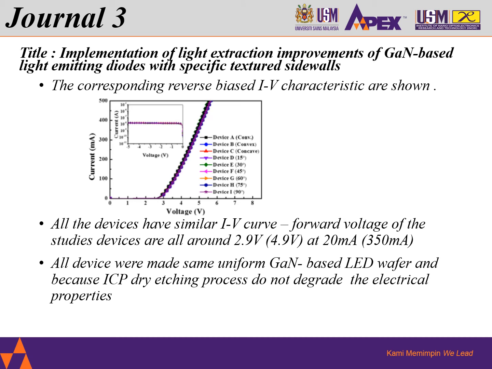The corresponding reverse bias IV curve characteristic is also shown below. All devices have a similar IV curve, with forward voltage of around 2.9 volt and 4.9 volt at 20 milliampere and 300 milliampere. All the devices are made from a uniform GaN LED wafer, and the ICP dry etching process does not degrade the electrical properties.